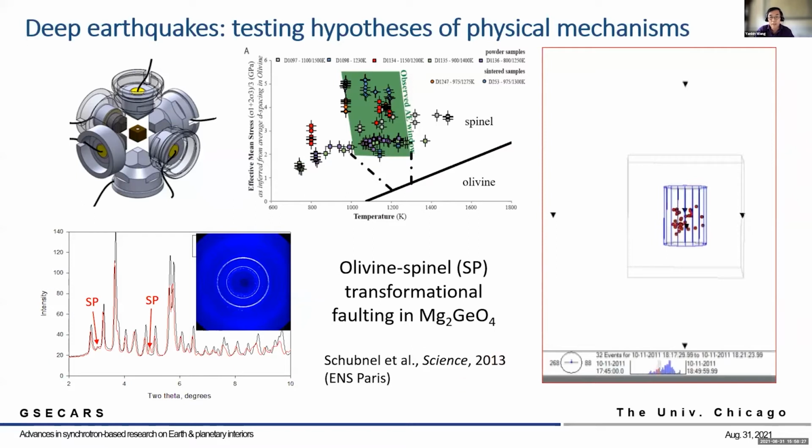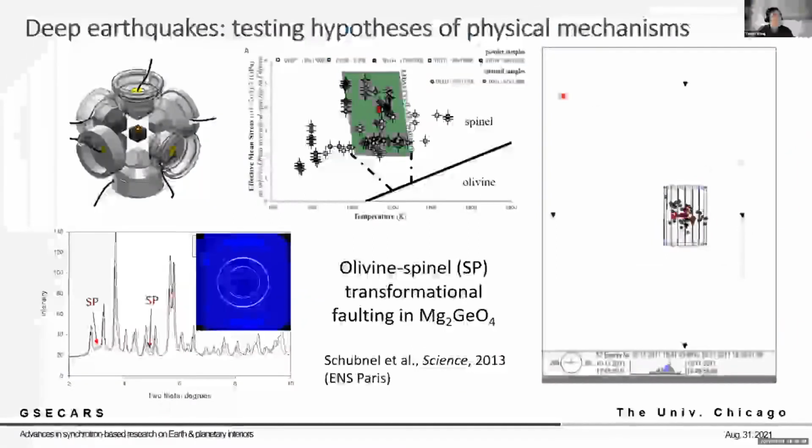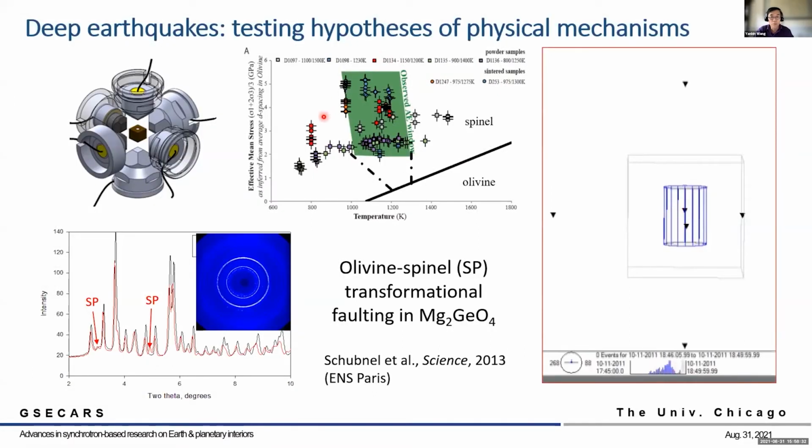And we found that at this temperature range, corresponding to the blue field, when olivine begins to transform to spinel, as indicated by these little spinel peaks in here, the samples emit a large amount of acoustic emission events, all of which are located inside the cylinder of the sample. And from these observations, we can discuss the mechanisms of transformational faulting.